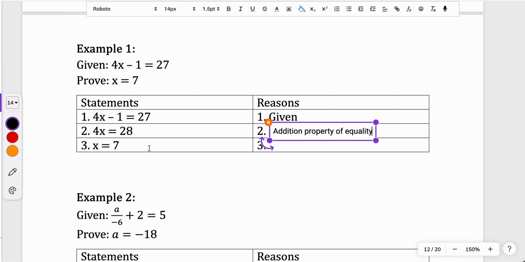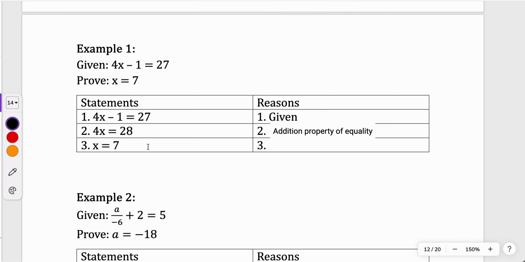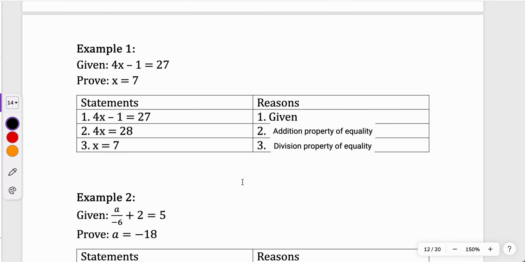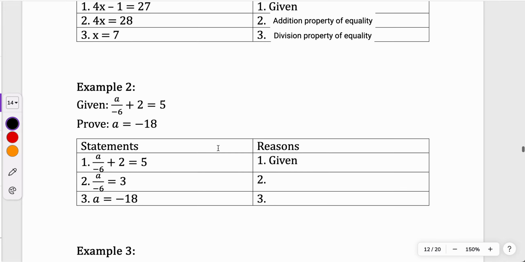Okay? So really you're just trying to figure out what property did I use to get from 1 to 2. Then you think about, okay, now how did I get from 2 to 3? I was at 4x is equal to 28. How did I get to x equals 7? I know I divided both sides by 4, so that would be the division property of equality, okay? So as you're showing your steps with your statements, you are giving the reasons as to what property did you use. See if you can try example 2 on your own.